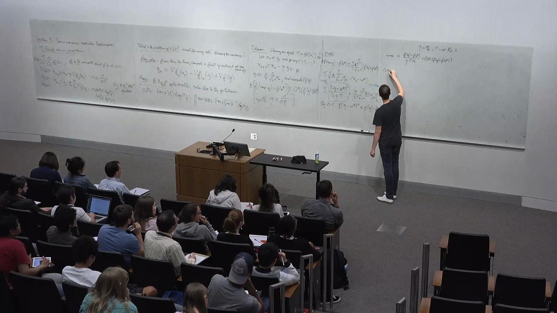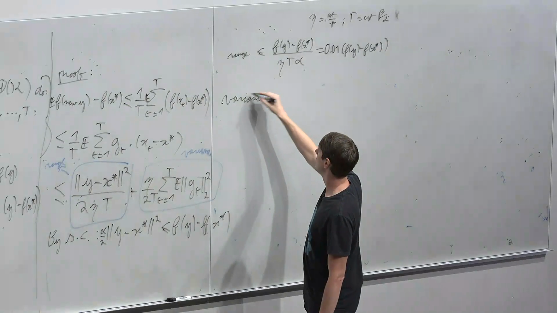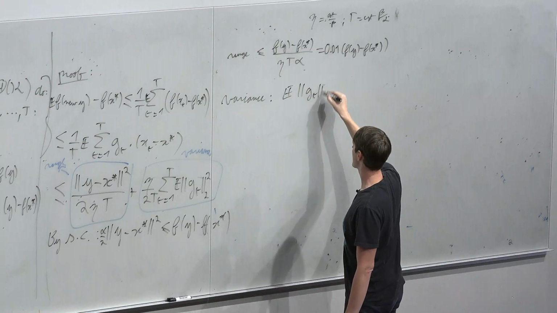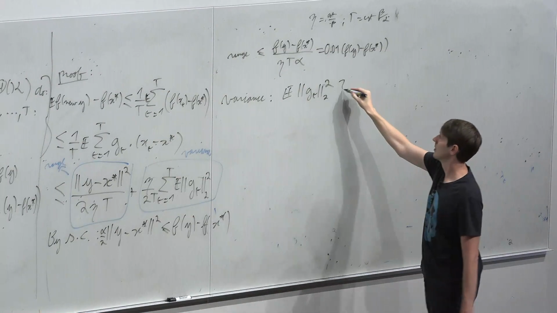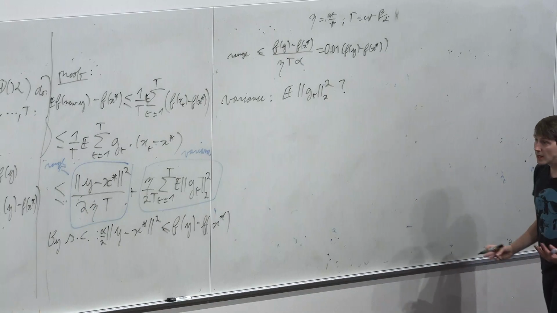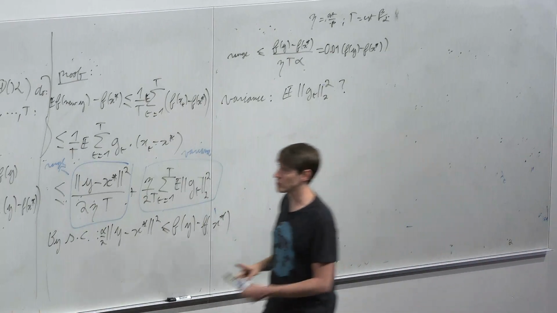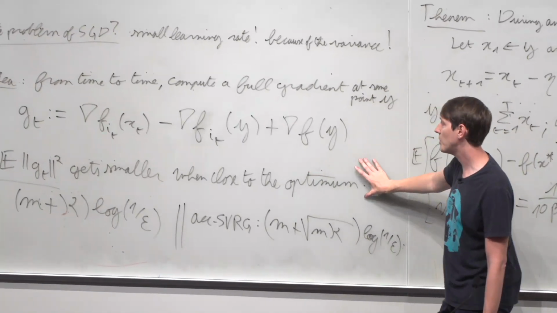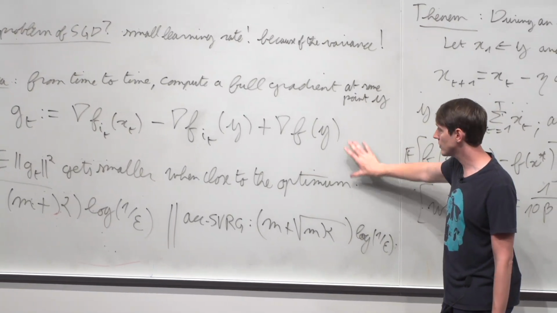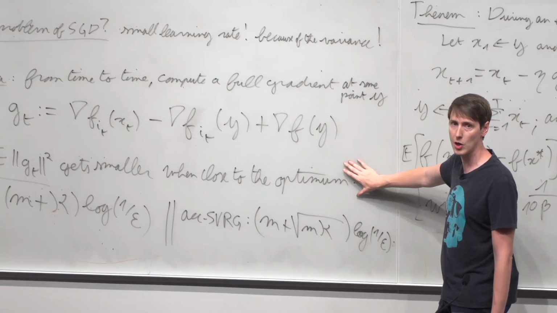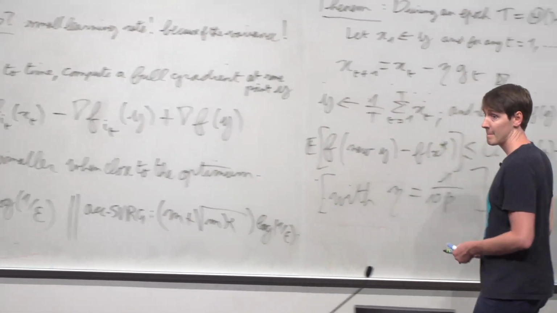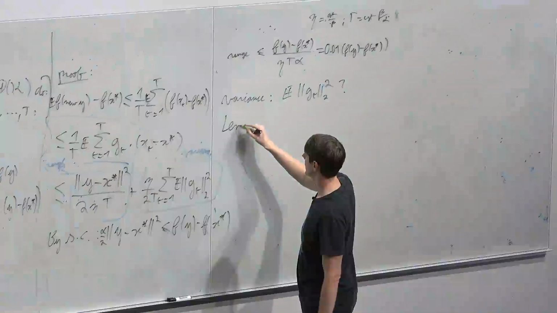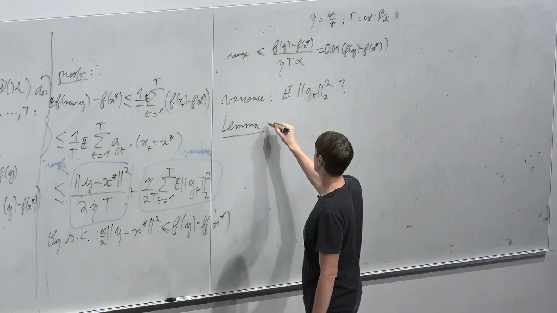So the variance term, that's the difficult one. The question is what is the expectation of the norm of gt squared? Here I need to somehow formalize this intuition that I had, this hope that the variance of this thing should get small when we get close to the optimum. I'm going to formalize this with the following lemma. So here is the lemma.